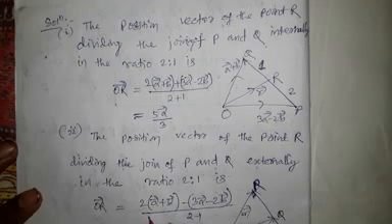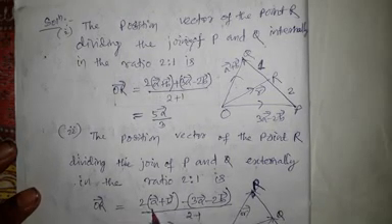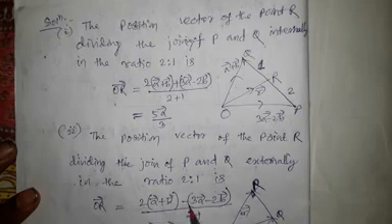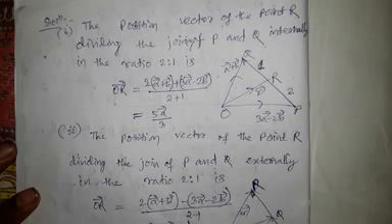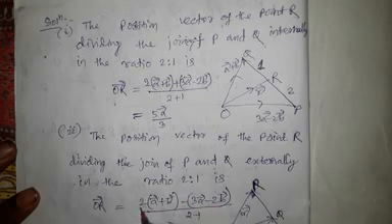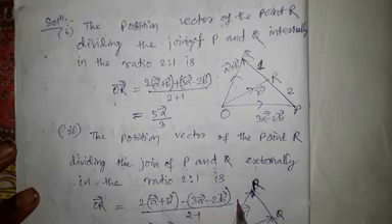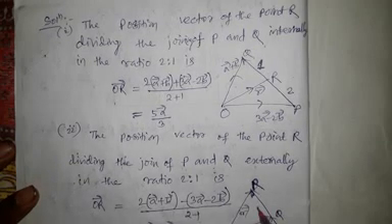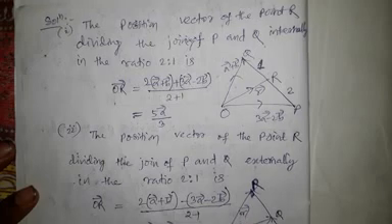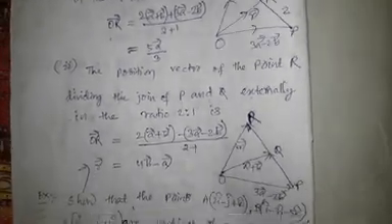According to the formula, the OR vector is equal to 2 times (A plus B) minus 1 times (3A minus 2B), divided by 2 minus 1. Here M is equal to 2 and N is equal to 1. That means 2A plus 2B minus 3A plus 2B. It comes to 4B minus A after the operation. So the OR vector, or R vector, is 4B minus A.